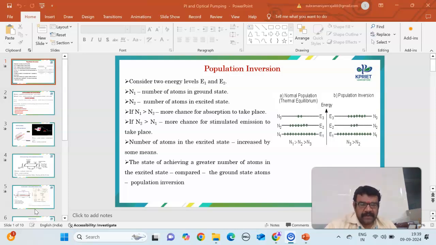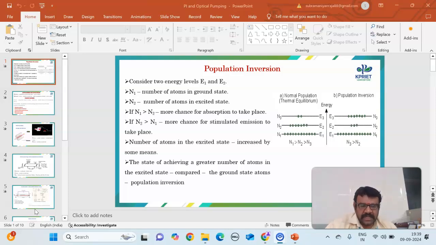In the current slide, we have different energy levels named E1, E2, E3, whereas the number of atoms in the corresponding energy levels is denoted by N1, N2, N3. We have two diagrams. In the first diagram, there are more atoms in the ground energy level, somewhat fewer atoms in the excited second energy level, and the least number of atoms in the third energy level. Whereas in population inversion, there are more atoms in the higher levels compared to the middle state, as atoms are pumped to the higher energy level.